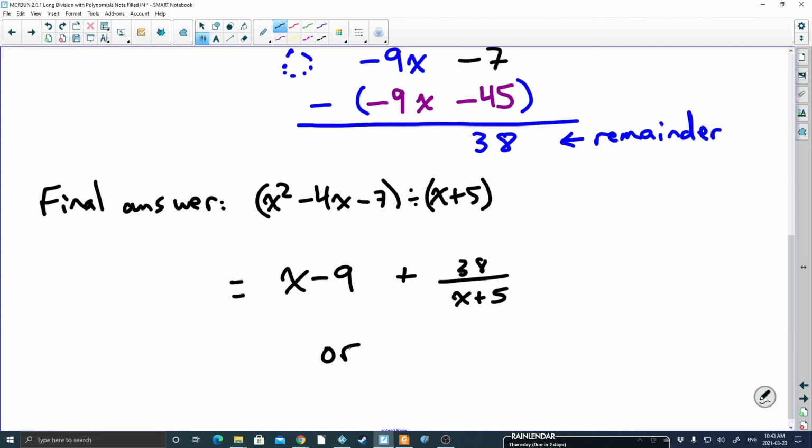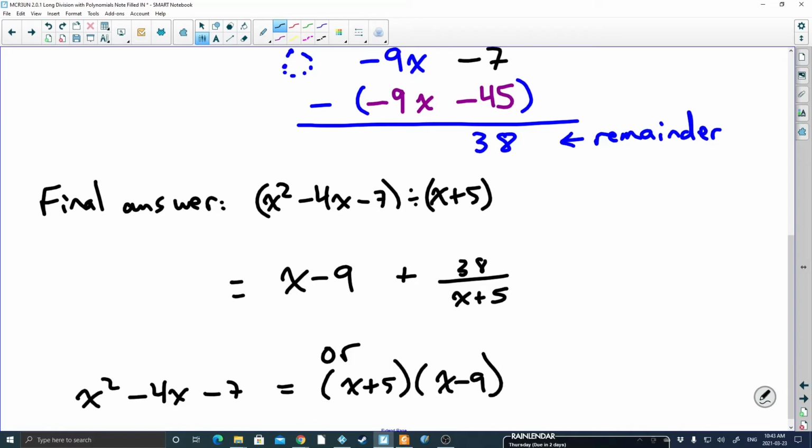Or what we can do is write that x squared minus 4x minus 7 is equal to x plus 5 times x minus 9 plus 38. And this is actually the more powerful way of writing our answer. And that basically means that x plus 5 is not a factor of x squared minus 4x minus 7, because if it was a factor, my remainder would be 0.